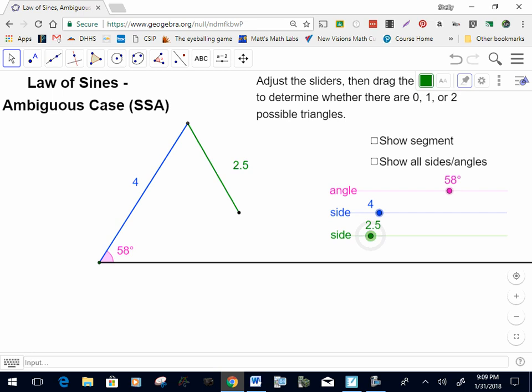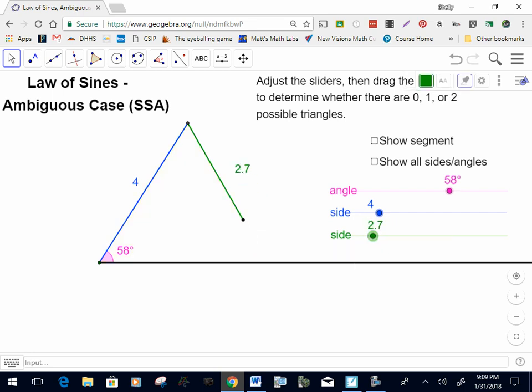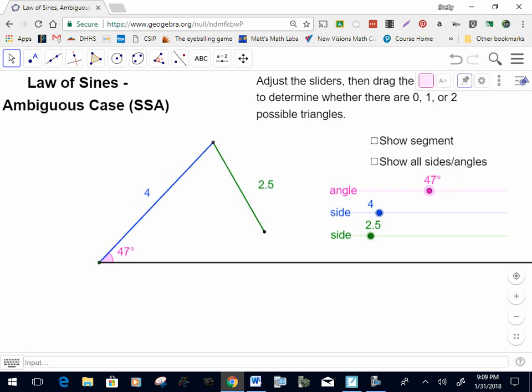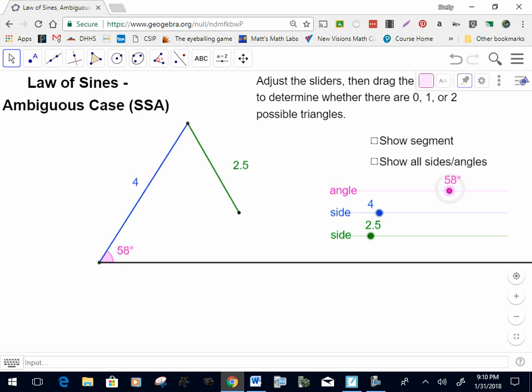If the side was a little bit longer, I could. That would be no problem. But my side is only 2.5. Or if the angle was a little bit smaller, we could also make a triangle. Oops, there we go. But again, we didn't have a 33-degree angle. We had a 58-degree angle.